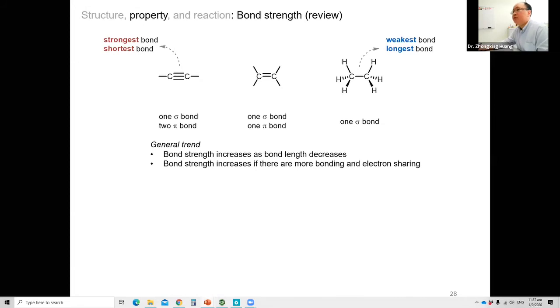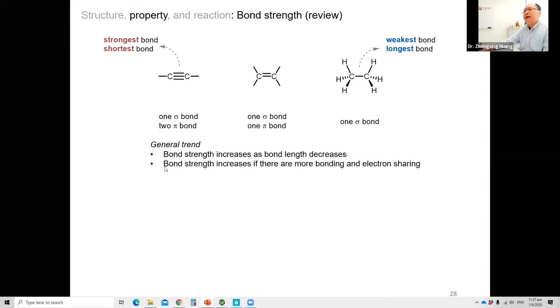I want to review some concepts you have probably learned in general chemistry. The first of them is bond strength, okay? So we have a triple bond here, a double bond here, a single bond here. You probably should know that the triple bond is the strongest bond, which is also the shortest, while the CC single bond is the weakest and the longest. There are two general trends you must keep in mind: as bond strength increases, bond length decreases. Weakest is the longest, strongest is the shortest.